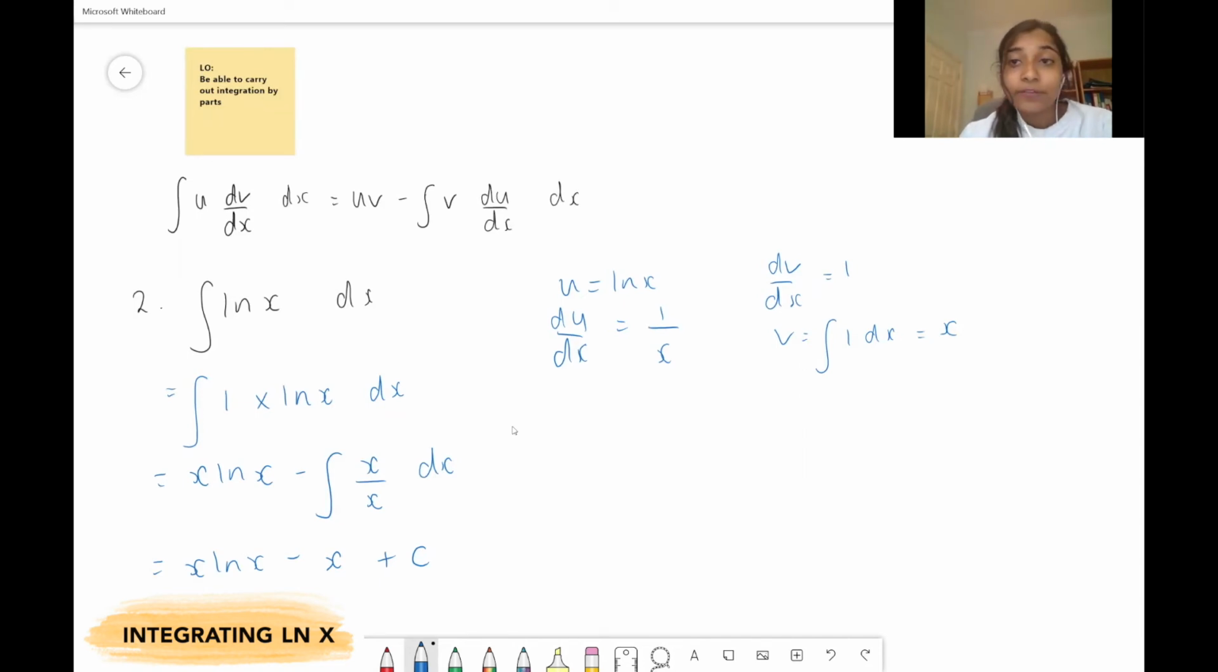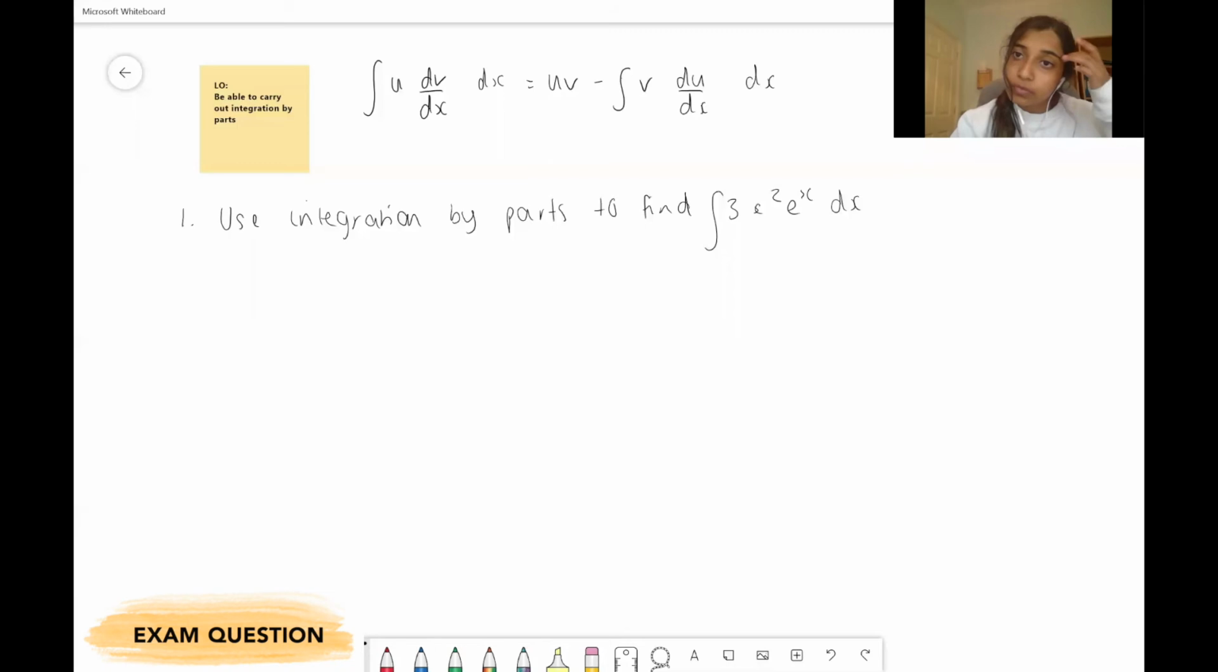So now that we've done some practice questions, let's try an exam question to see if you know how to apply this. So we have an exam style question here. Feel free to pause the video and try it out for yourself first. So we want to use integration by parts to find the integral of 3x squared times e to the power of x dx.